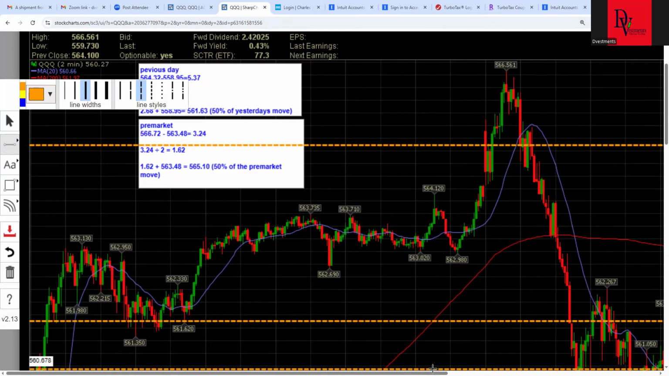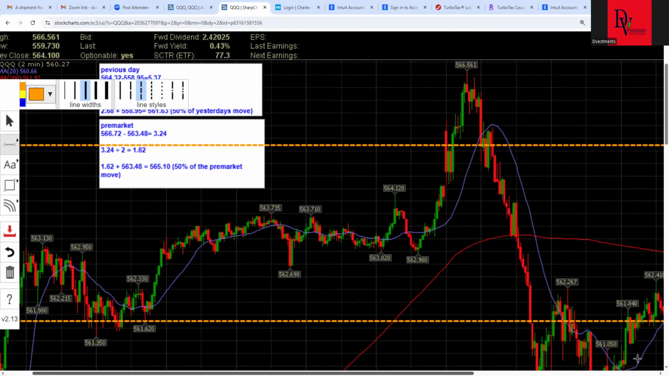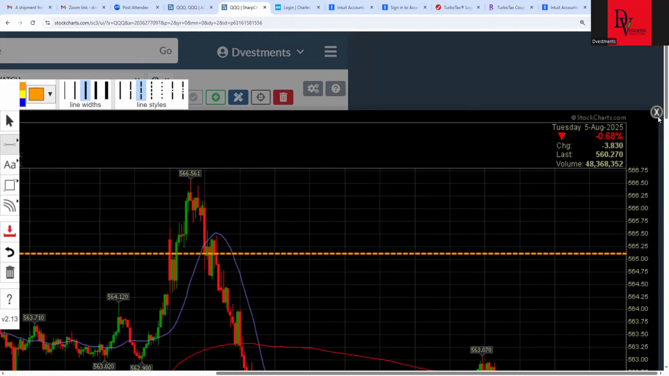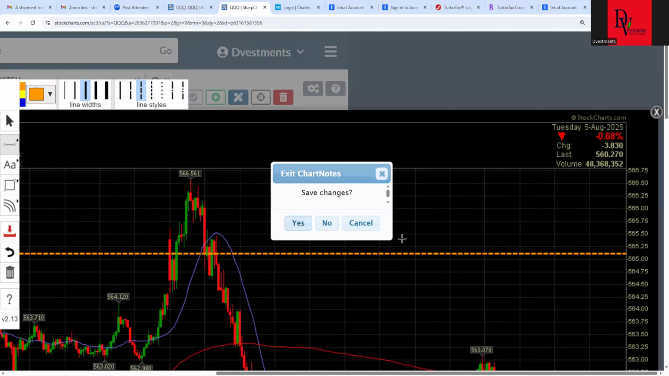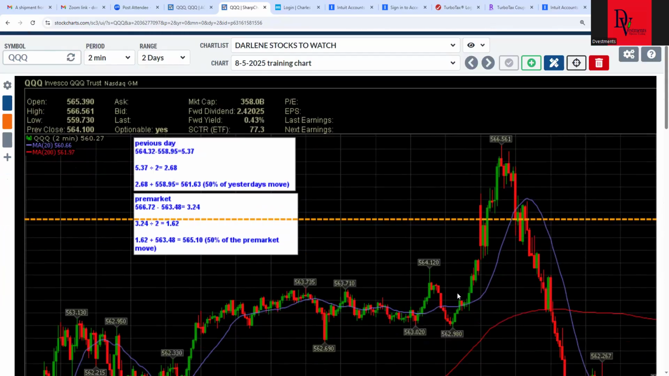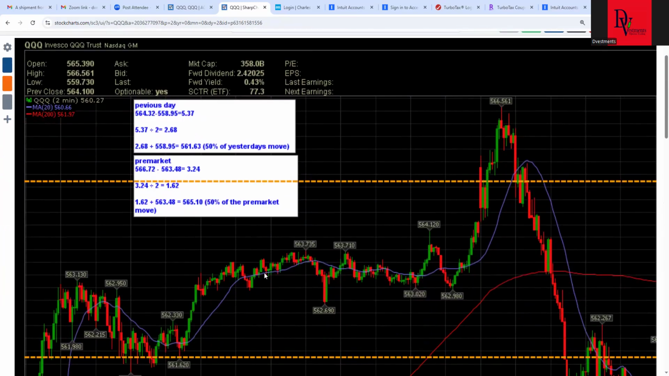Oh, I put an extra one on there. Don't need that one. All right. So now I'm going to go back up, and I'm going to save this chart. Okay, it's going to ask me if I want to save the changes. I'm going to say yes. So now those lines are on my chart.